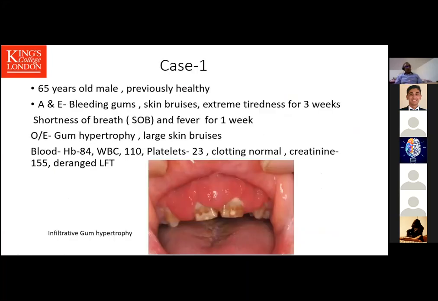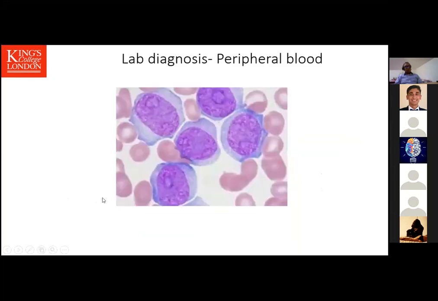Fantastic. Right, so let's start with this case 1 study.